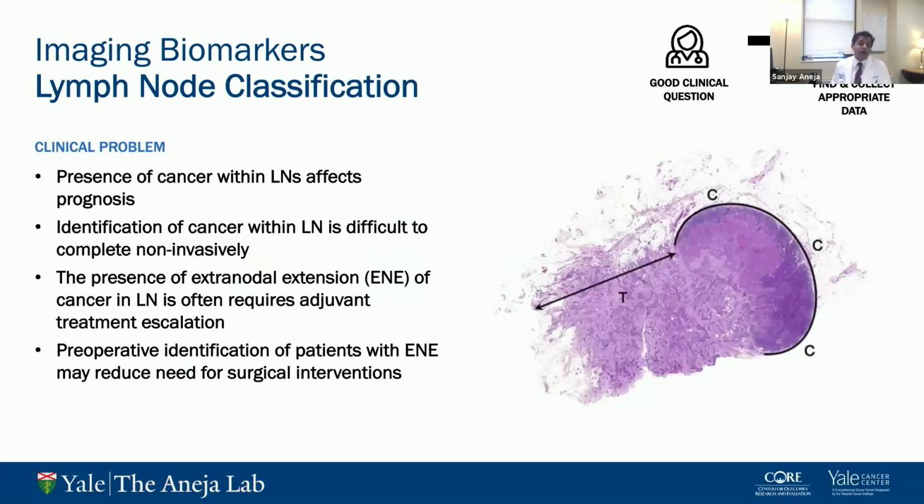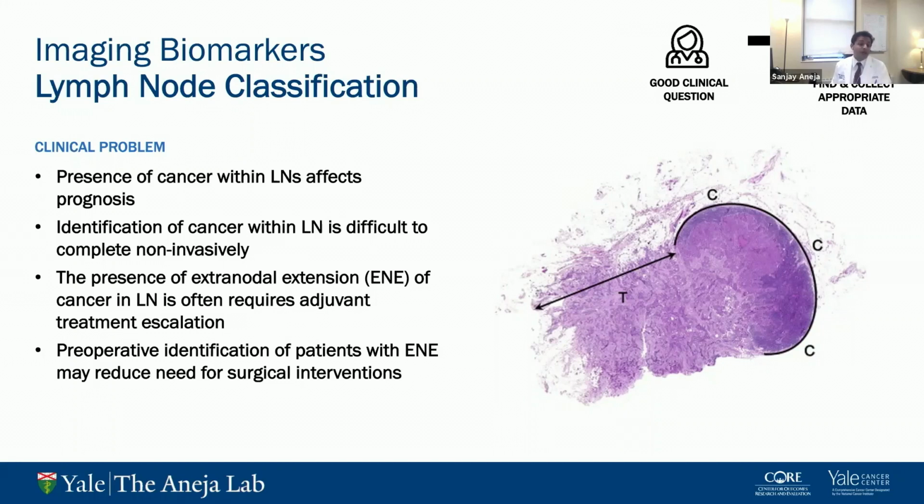So the clinical problem, the good clinical question, is the first piece. What we were interested in is trying to model lymph node classification, lymph nodes within cancer patients. The presence of lymph nodes within cancer really affects prognosis, so there's some utility already in better classifying them. More importantly, identification of cancer within lymph nodes is difficult to complete non-invasively. Oftentimes, if we really want to understand the extent of lymph node disease within patients, we actually require them to have a surgical procedure done.